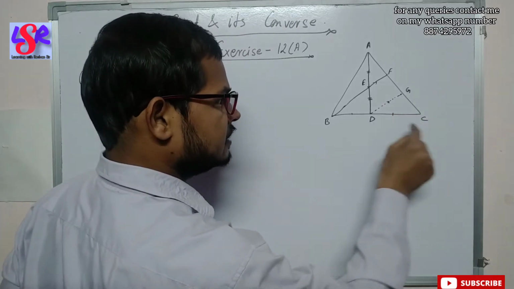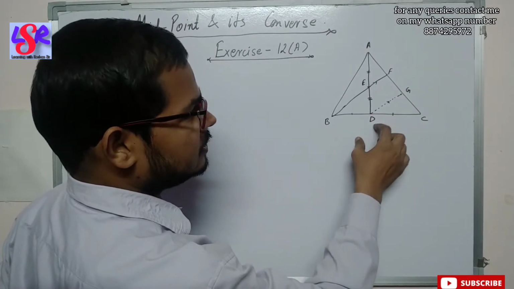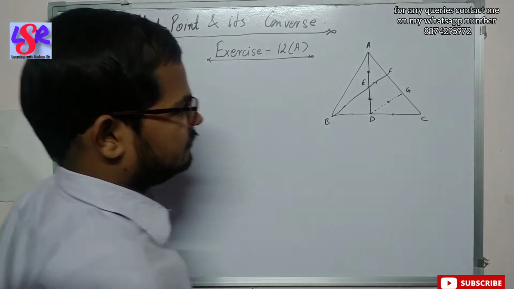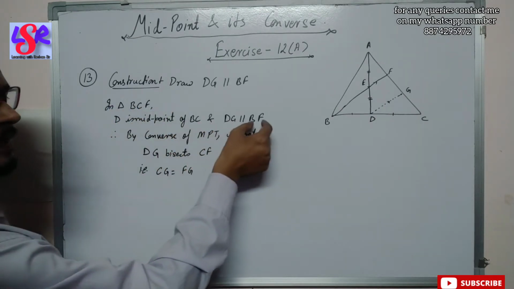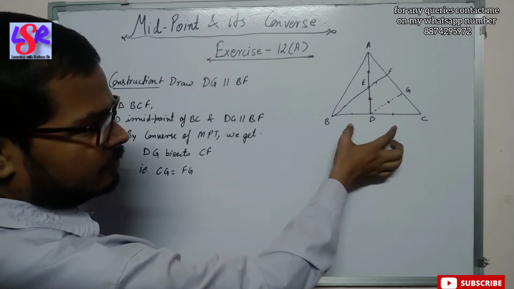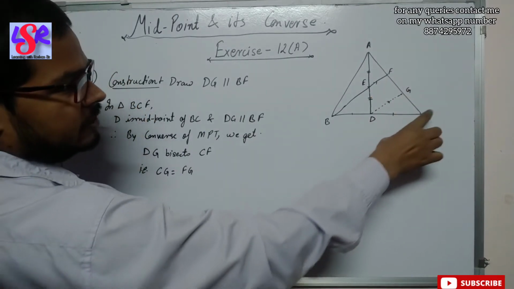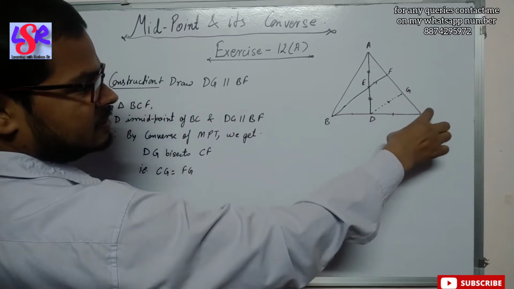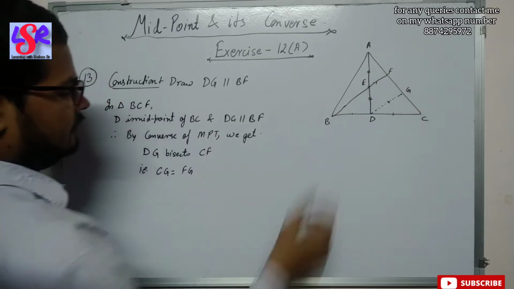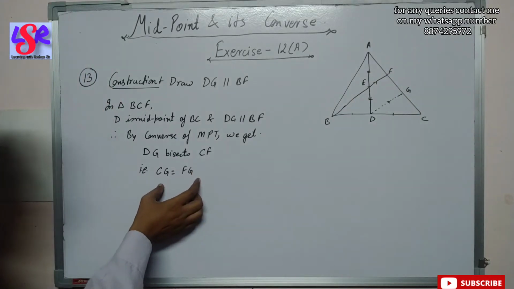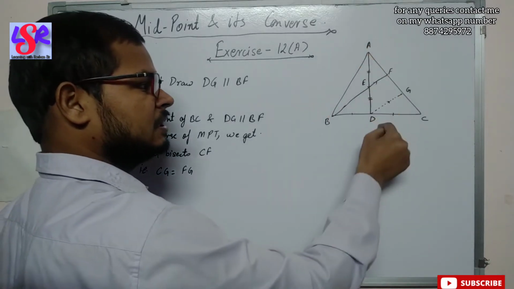Now in triangle BCF we have D as a midpoint of BC and DG parallel to BF. So as D is midpoint of BC and DG is parallel to BF, by converse of midpoint theorem we get DG bisects the side CF, that is CG equals FG, and here we get the relation CG equals FG. Now we'll move to triangle ADG.